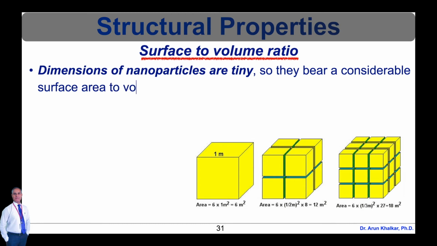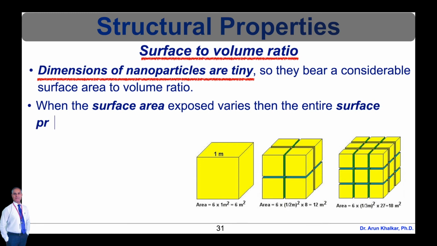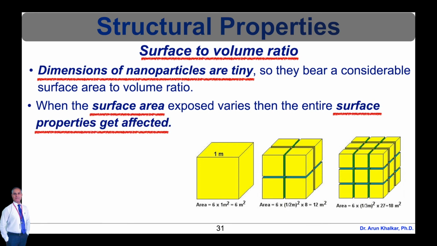Surface to volume ratio, which I have already discussed in my previous lecture. However, here is one example which shows the high importance of surface to volume ratio in nanoparticles. It makes them more dependent on the surface, mainly when categorizing them considering the length of other nanoparticles. When the surface area exposed varies, then the entire surface properties get affected. Thus, these properties help in the enhancement and modification of bulk materials.